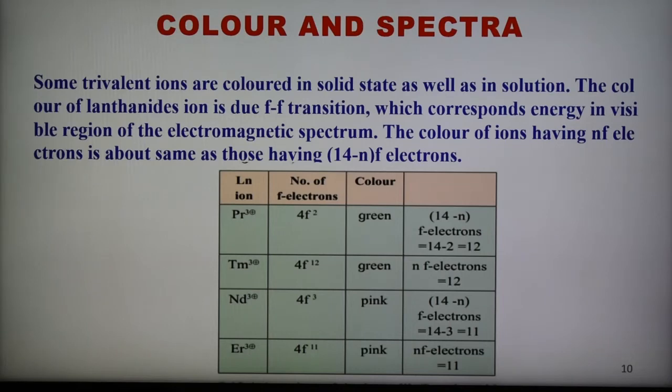So the color of these ions or elements is due to the presence of f-f transition, which falls in the visible region, and also because of the presence of one or more unpaired electrons. Because of all these reasons, these elements show color.